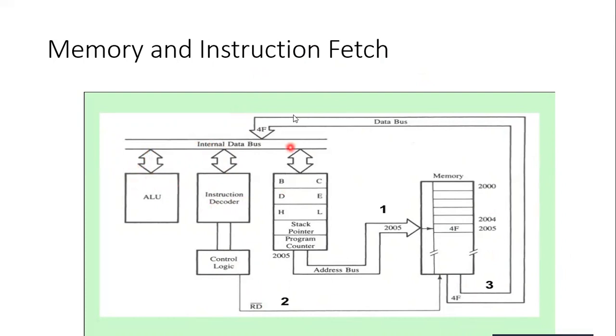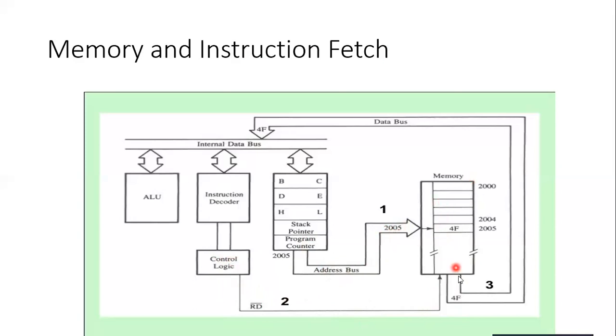So how is an instruction fetched by the MPU? Here there are 4 steps. In the first step, the program counter places the 16-bit address 2005 of the memory location on the address bus. Assume that we want to access the location 2005. In step 2, the control unit sends a memory read control signal to enable the output buffer of the memory chip.